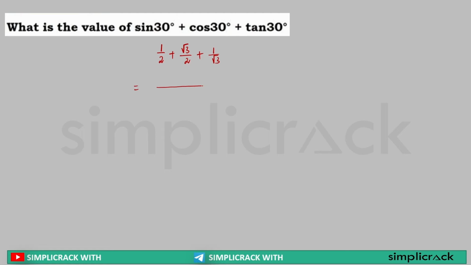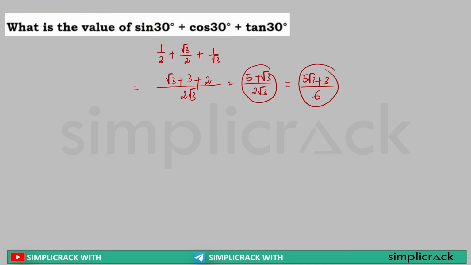Now, if I take the LCM, 2 root 3, here it will be root 3 plus root 3 into root 3, which is 3, divided by 2 root 3. That means 5 plus root 3 by 2 root 3 as the answer. Clear? In the same way, I can multiply by root 3 over here and find the answer as well. If I multiply root 3, it will be 5 root 3 plus root 3 into root 3, which is 3, divided by 2 into root 3 into root 3, which is 2 multiplied by 3, so I can directly write 6. So either this can be the answer or this can be the answer.